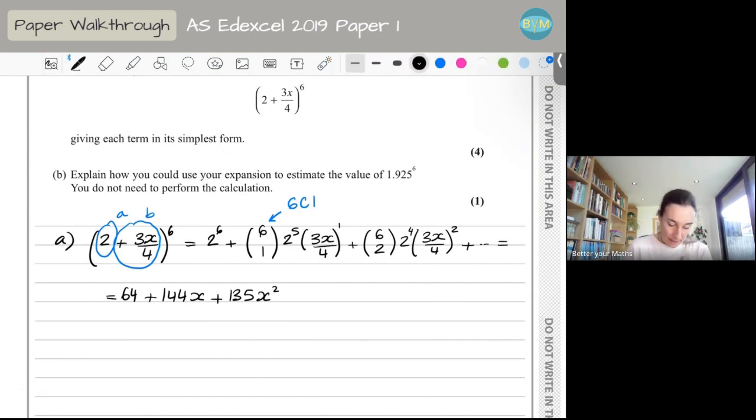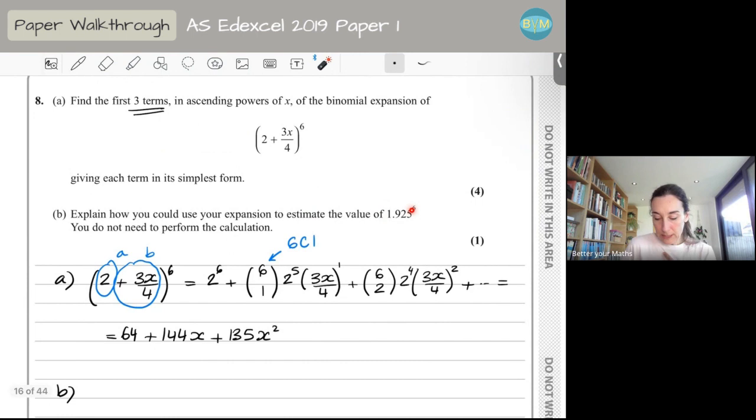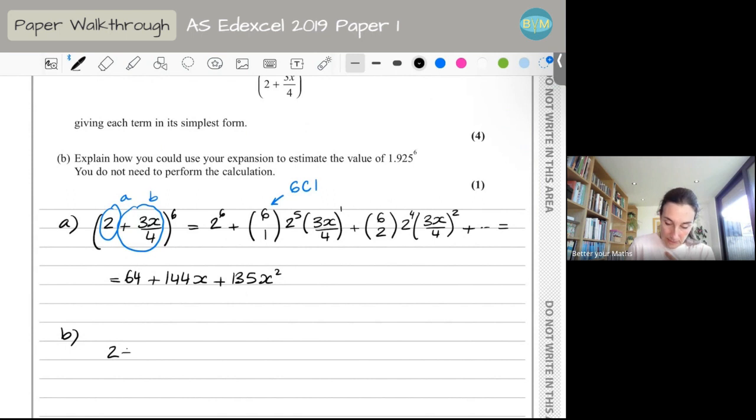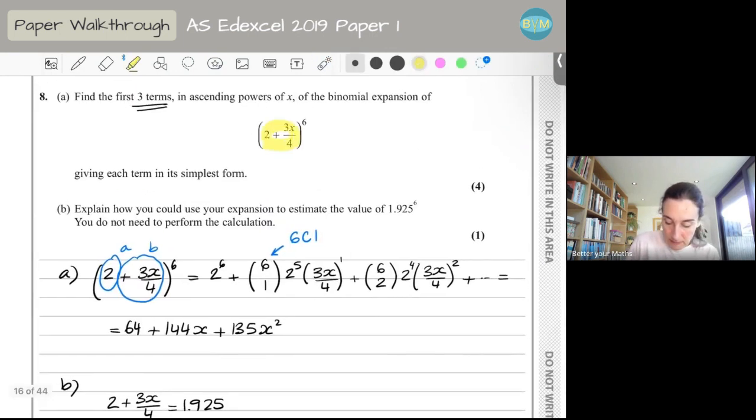B. Explain how you could use your expansion to estimate the value of 1.925 to the power of 6. You don't need to perform the calculation. So don't waste time. Yeah, it's just 1 mark and they just ask you how to. Remember to do these questions, they are going to give us always a number to the same power that I have here. So what I always do is to make the bracket of the binomial expansion equal to the number that I have. Yeah, so I'm making this equal to this. I find x, and when I have x, I'm going to substitute in my expansion.